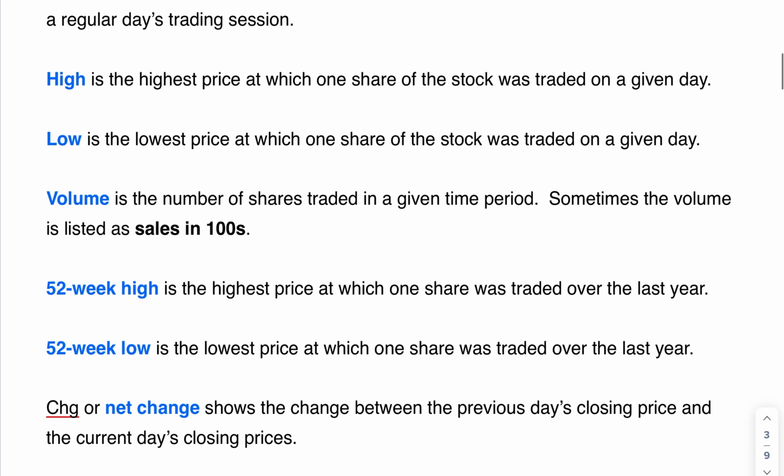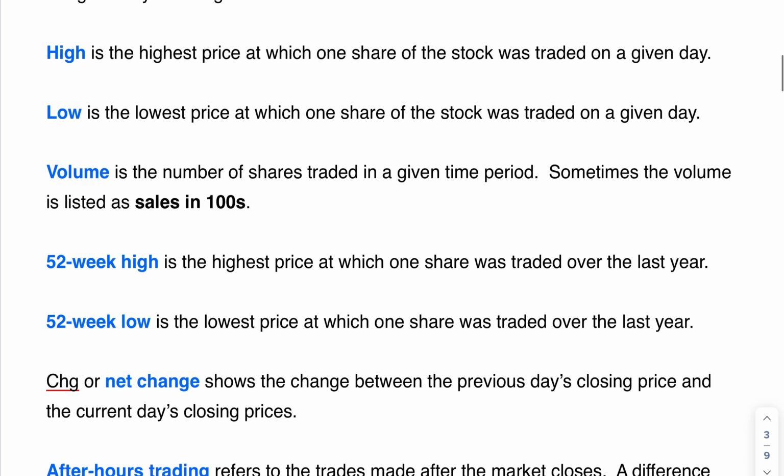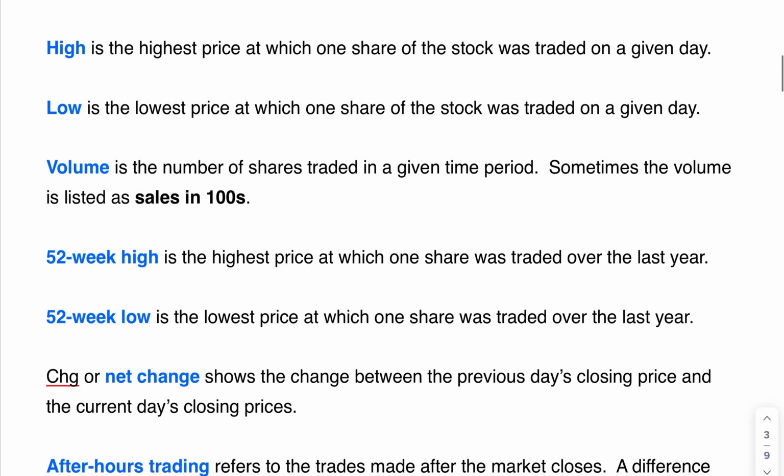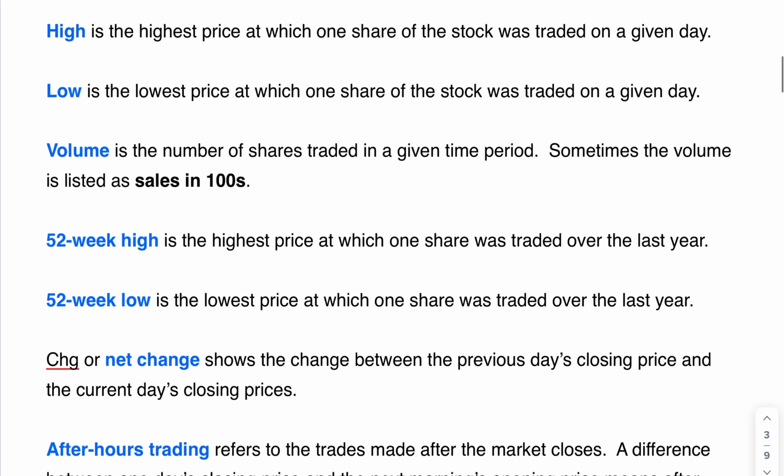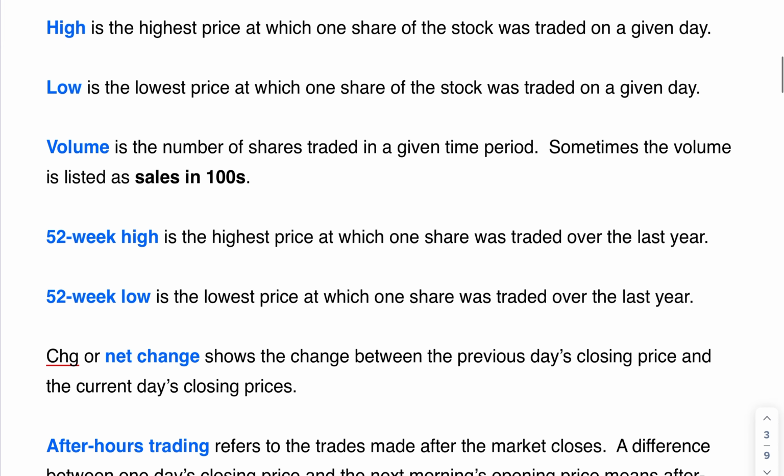And then the word high represents the highest price at which one share of that stock was traded on a given day. The opposite is also true. The word low is the lowest price at which one share of the stock was traded on a given day. Now, the volume represents the number of shares traded in a given time period. Sometimes the volume is listed as sales in 100, so you have to be careful of the denomination. 52-week high represents the highest price at which one share was traded over the last year, and 52-week low would be the lowest price at which one share was traded over the last year.